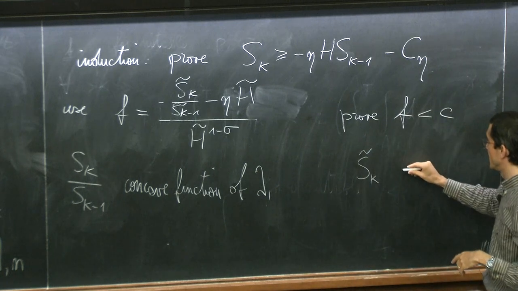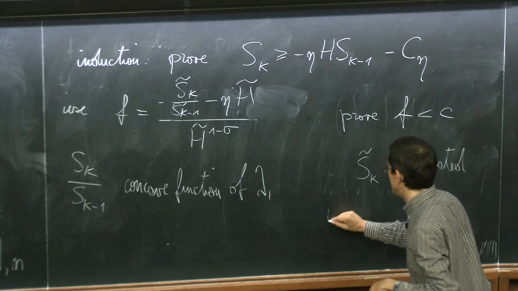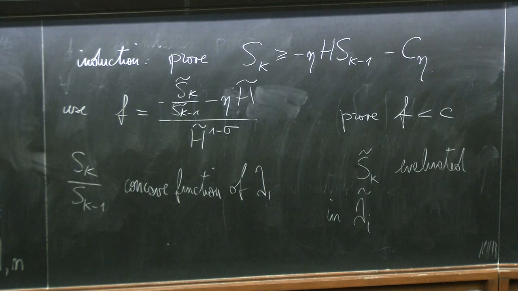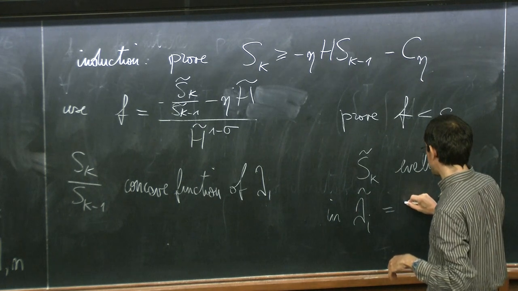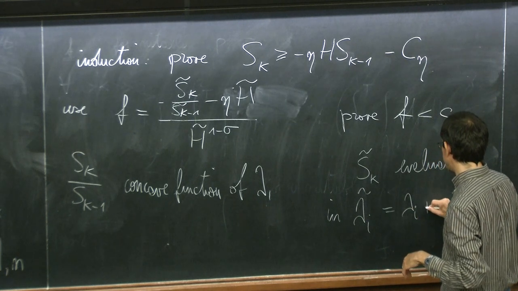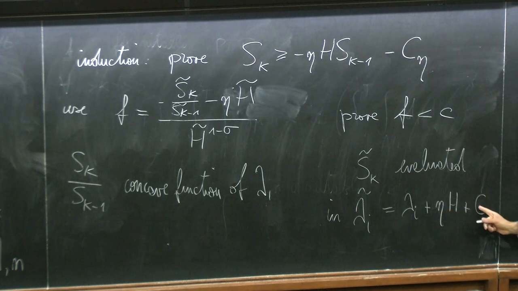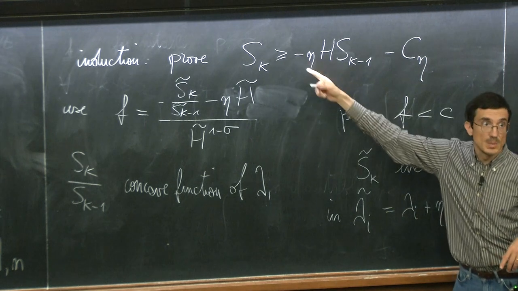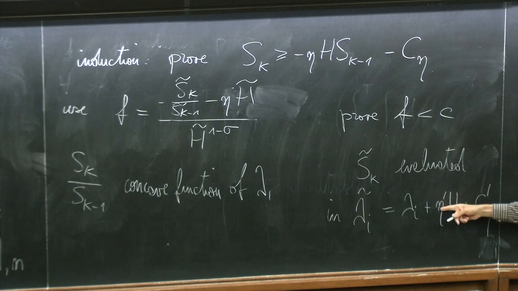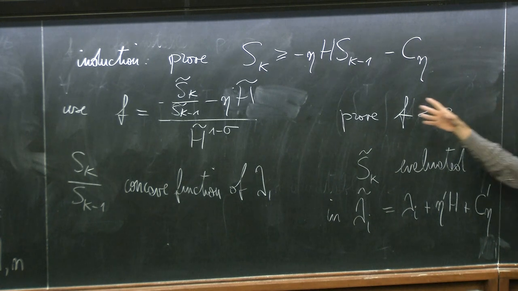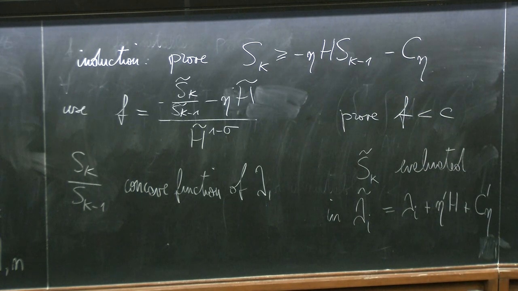So Sk are evaluated in some perturbed eigenvalues lambda I tilde, which are the real ones plus some perturbation. I'm cheating here a bit. This is not the same eta of the estimate we have to prove. It's some other small value, but related to this eta. So somehow the induction step, the fact that Sk minus 1 satisfies the corresponding estimate, shows that Sk minus 1 is close to being positive.